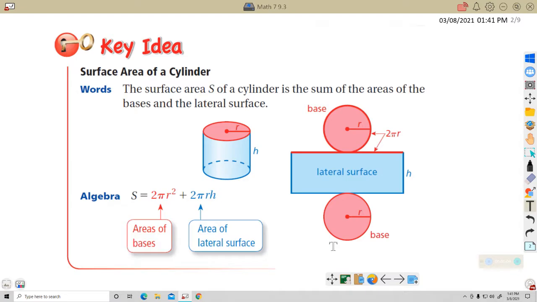We can also unroll this into a net. And what's important to see here is that it's two circles on a rectangle. But the length of the rectangle is the circumference of the circular base. Let me show you that.